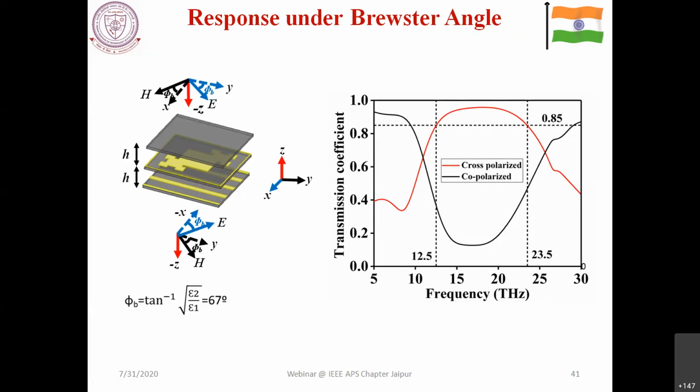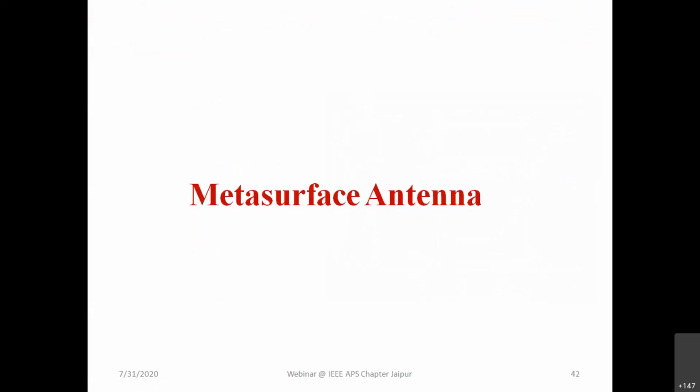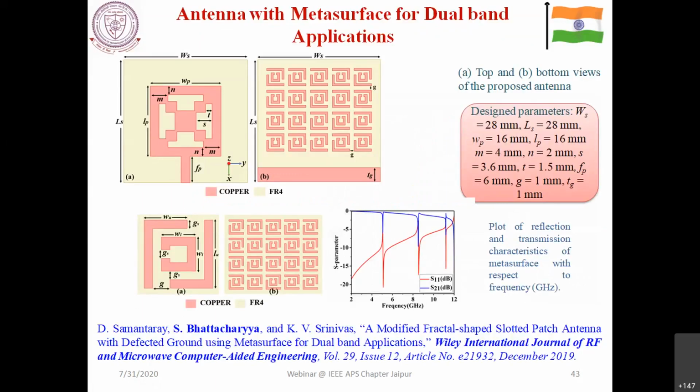And now I also want to show you one of the metasurface-based antenna applications. Here you can see a fractal slotted patch, while on the bottom surface you have a certain number of periodic patterns, and this periodic pattern offers some kind of transmission minima. If you have this simulation separately, you are basically making a dual band antenna, and you are getting some enhanced bandwidth.